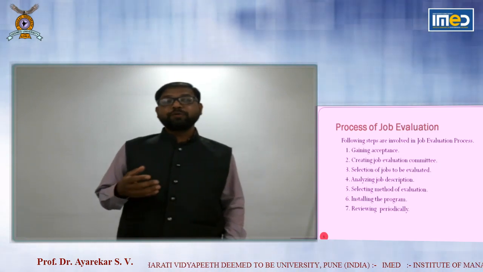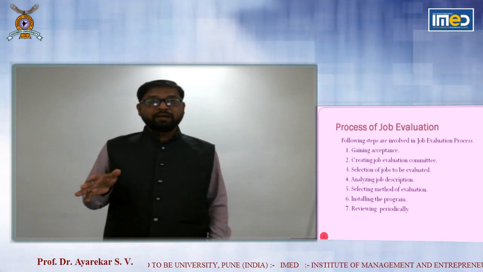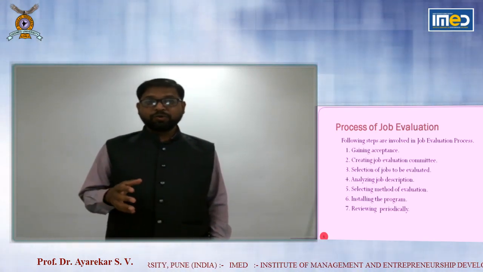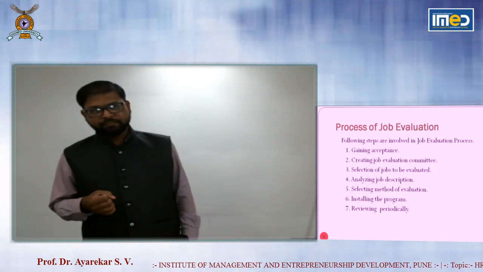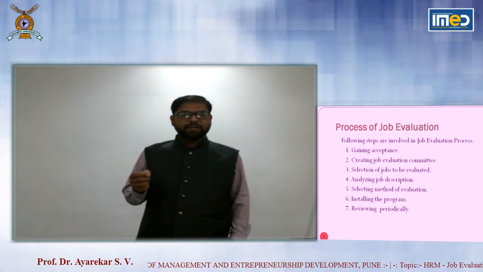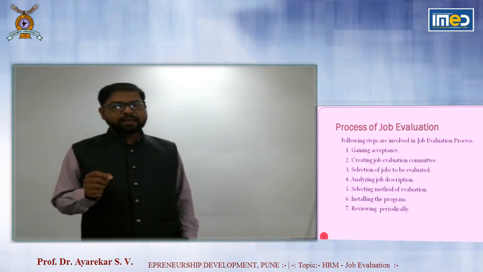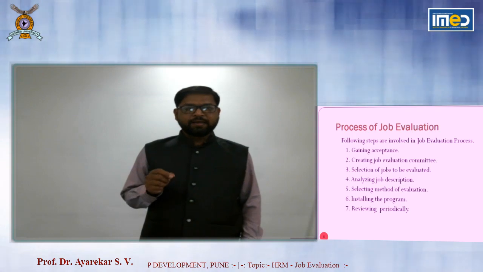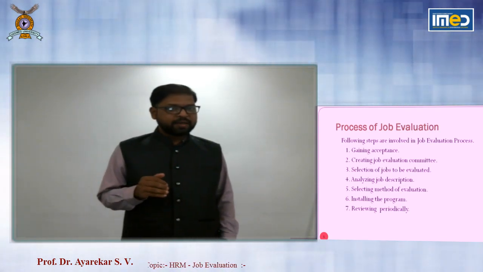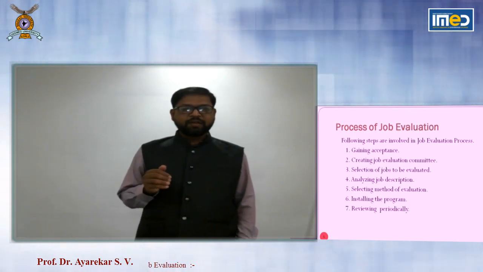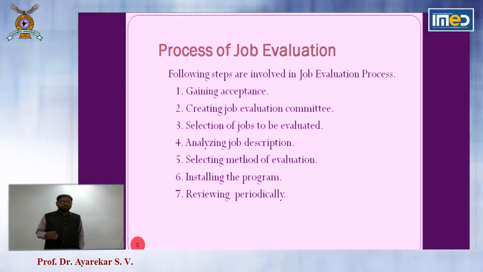We have to do the review periodically. That is important. Once it is completed, we should not just say, okay, then we will see after 5 years. No, that is not a proper thing. We have to review it periodically. So the process of job evaluation consists of 7 steps: gaining acceptance, creating a job evaluation committee, selection of jobs to be evaluated, analyzing job description, selecting the method of job evaluation, installing the program, and reviewing periodically. I will move towards the next slide.